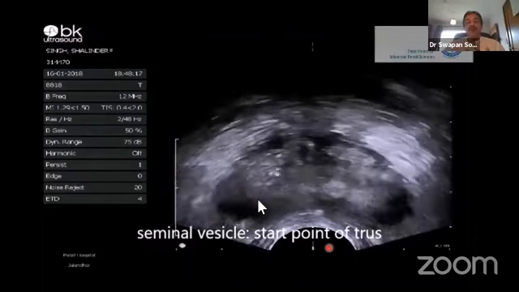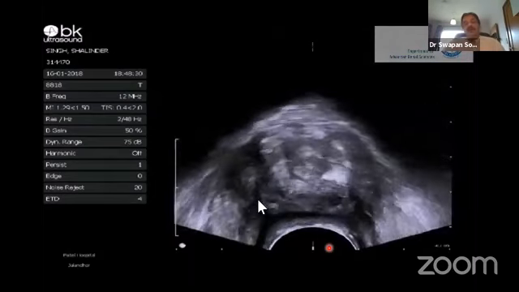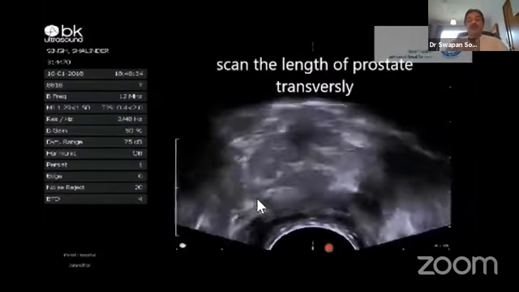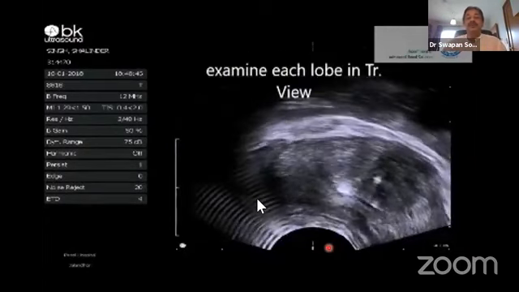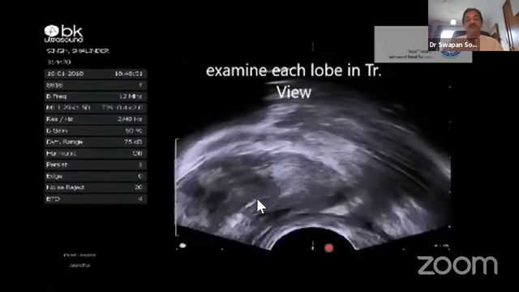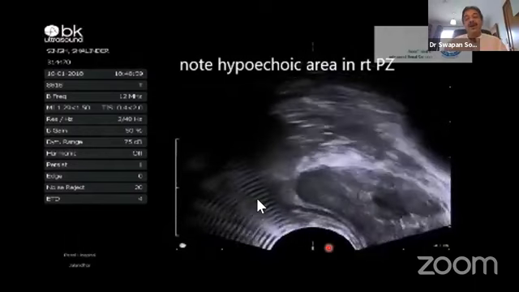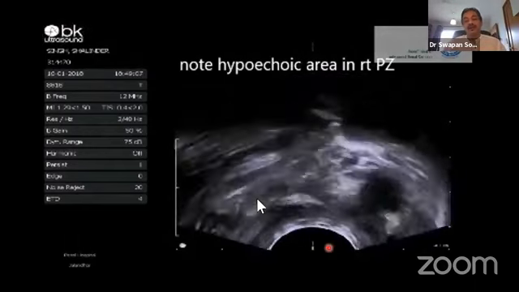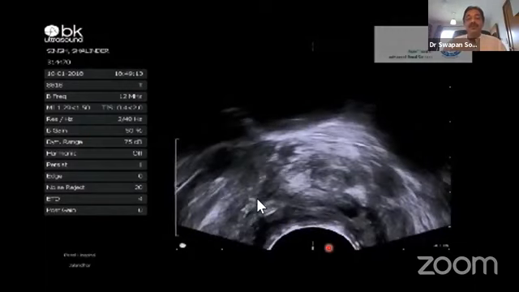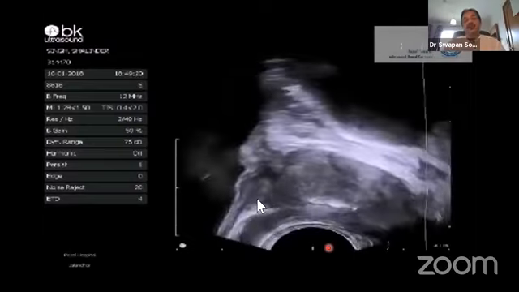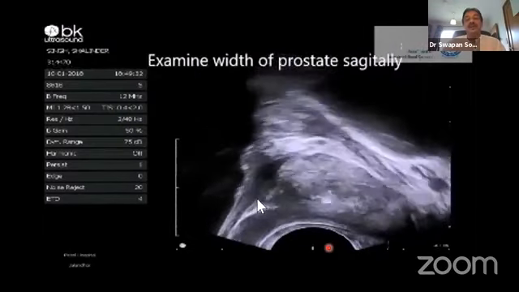And this is the starting point of the transrectal ultrasound. You fix one point, it can be the seminal vesicle, it can be the anal canal, but you have to fix one point. The length of the prostate is scanned in the transverse or axial view. So you examine it in the axial view, and then you rotate the probe in a way so that you can examine the areas on each side in the axial view individually. Thereafter, you can change into the sagittal view, and in the sagittal view, you will be able to see the entire length of the prostate.